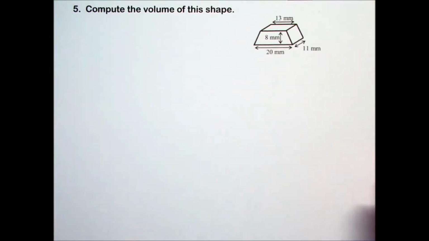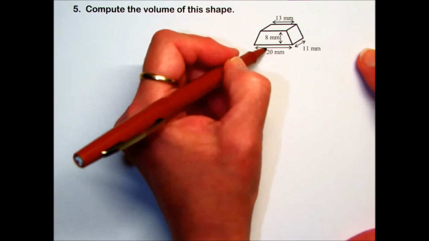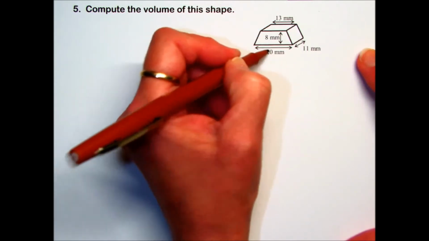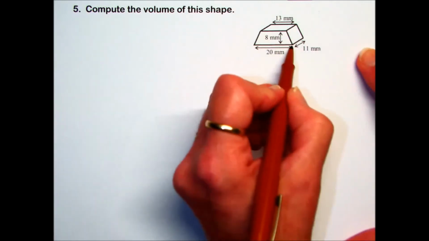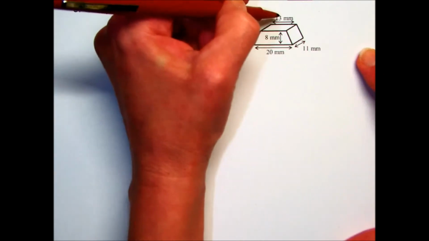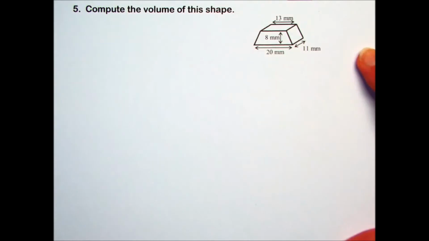Problem number 5, compute the volume of this shape. In the last two examples, our face in the figure were at the top and the bottom. And if we try that technique here, you'll see that the top, which would be a rectangle, is not the same size as the rectangle at the bottom. So we need to come up with a different approach, and the approach here would be, consider the front, which is a trapezoid, would have an equal size and shape directly opposite in the back trapezoid as well.